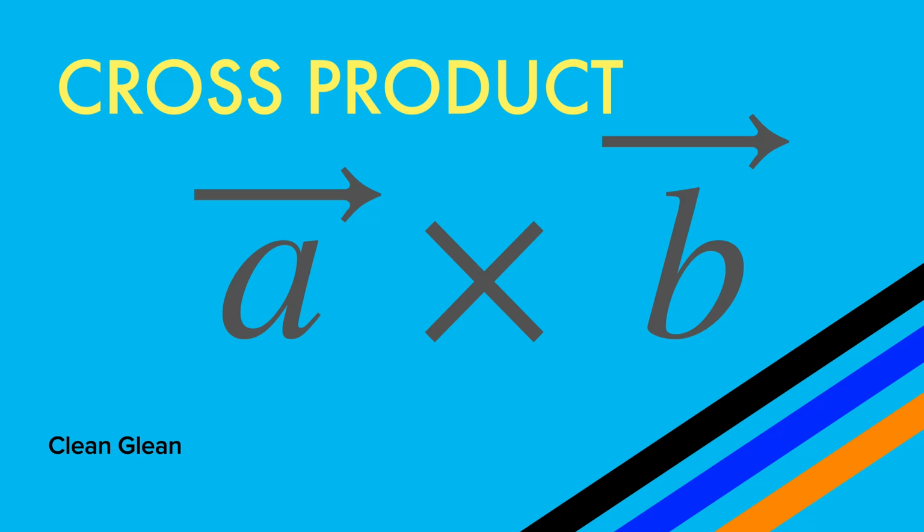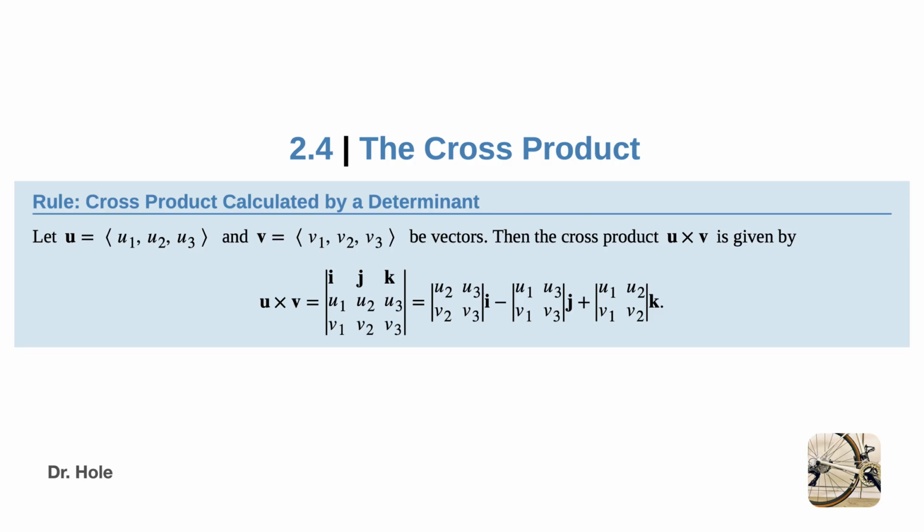Let's compute a cross product. OpenStax, Volume 3, Section 2.4 has the cross product computed using a determinant. To compute a determinant, we need a square matrix. Here we're looking at a matrix of size 3 by 3, and we're setting it equal to the cross product of UVec cross VVec.